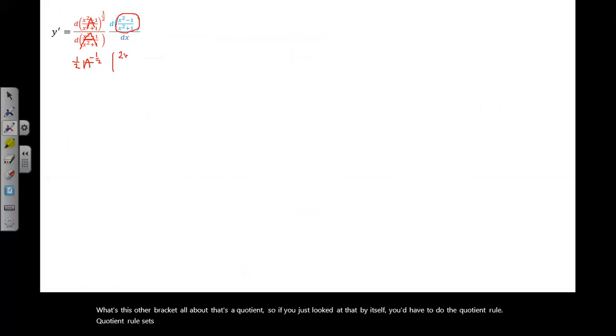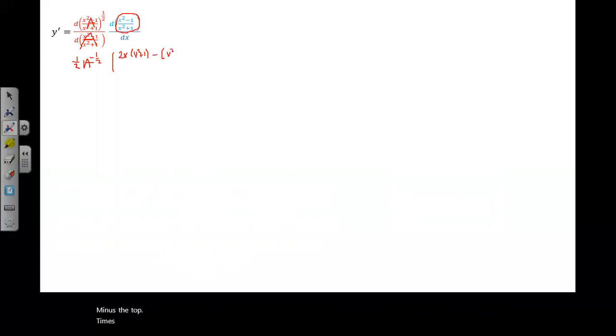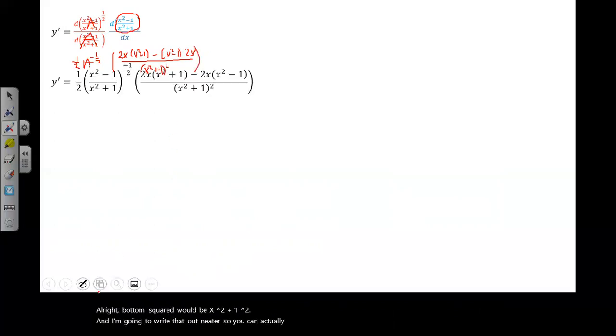What's this other bracket all about? That's a quotient. If you just looked at that by itself, you'd have to do the quotient rule. Quotient rule says derivative of top times bottom minus the top times the derivative of the bottom all over the bottom squared. All right, bottom squared would be x squared plus 1 squared. And I'm going to write that out neater so you can actually see what I'm doing. Looks like that.